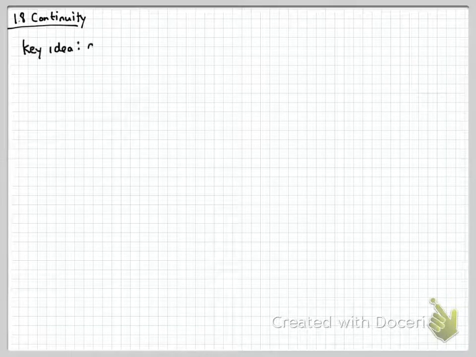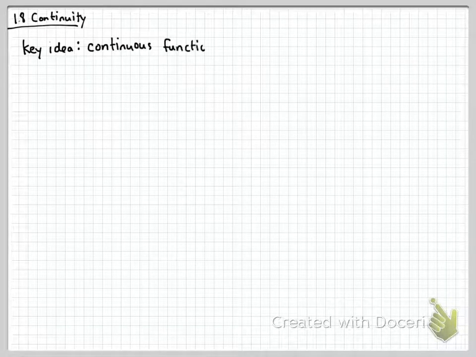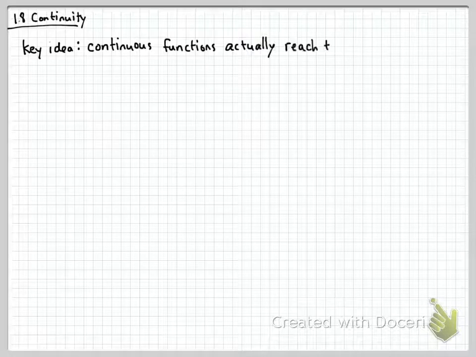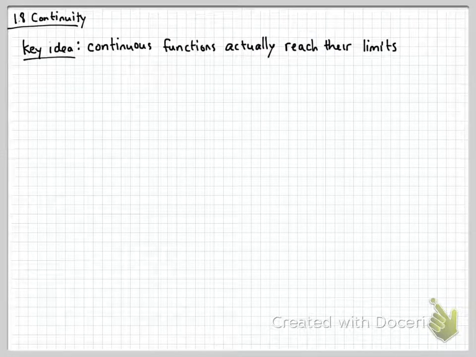Section 1.8 is on continuity. There's a lot of detail in here, but there's a couple of basic ideas that are the main things to remember. So here's the key idea. A continuous function is a function that actually gets to its limit. It gets to what it's headed towards.